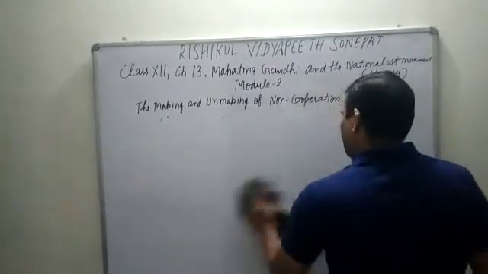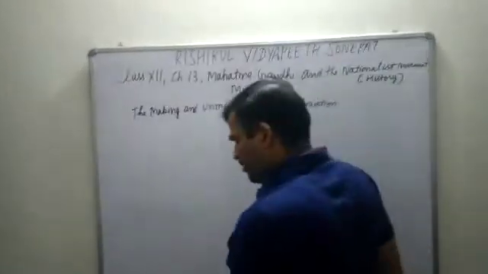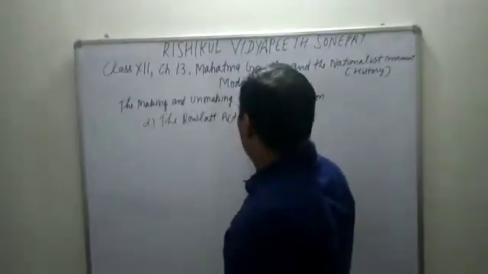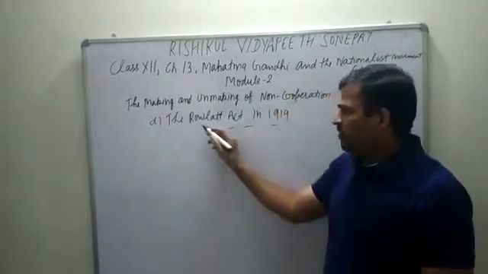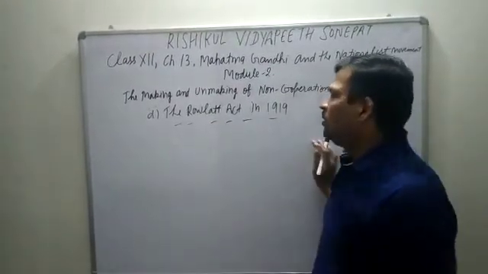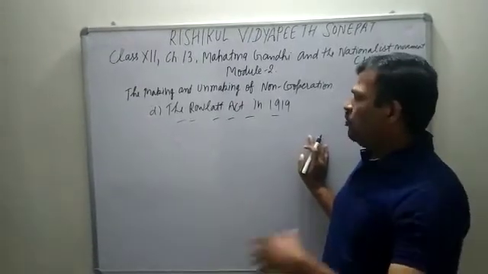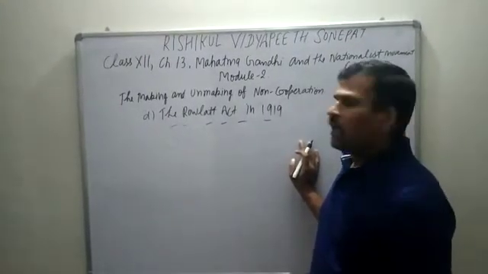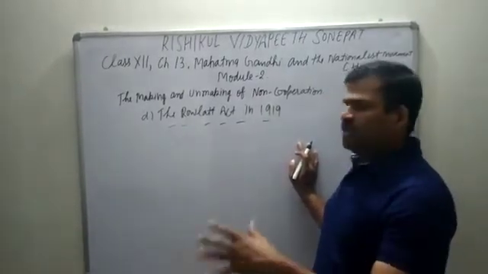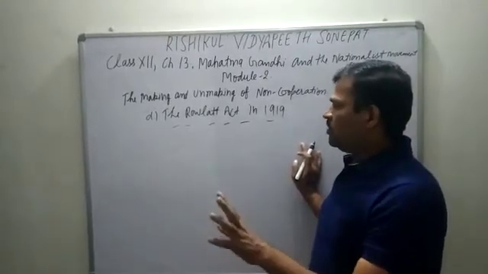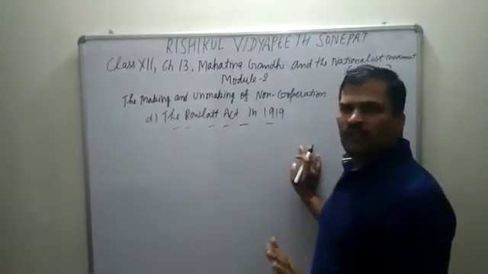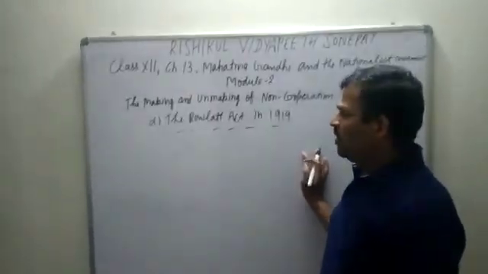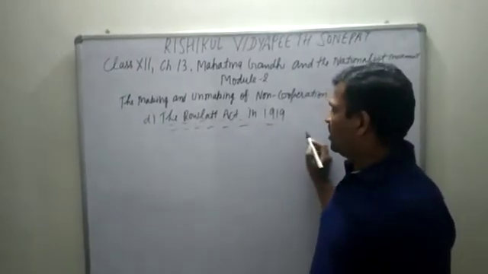The Rowlatt Act was in 1919, and it was passed by the Britishers. In this, the persons who would go against the government, who would indulge in anti-government activities, would be punished. Here martial law was implemented, especially in Punjab, and whoever created problems would be penalized. They would be detained in jail for 2 years, and there would be no hearing. This was the Rowlatt Act in 1919.